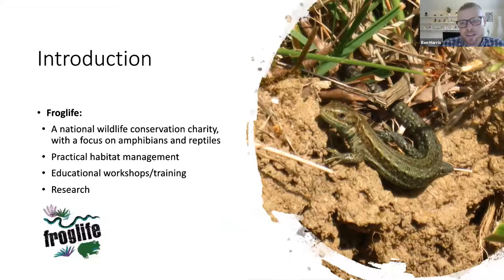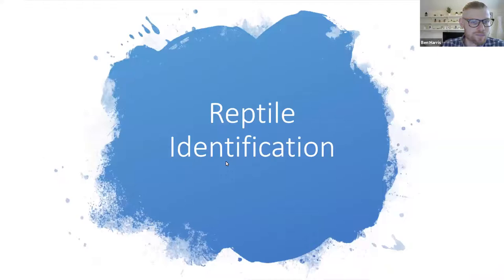And what we really want to do is give people the knowledge on how to identify reptiles in their local green spaces, and then survey those spaces so that they can send those reptile records to us. And that helps us identify areas that are better suited to our practical habitat management, and also maybe identify areas where we can do a little bit of research for the greater good.